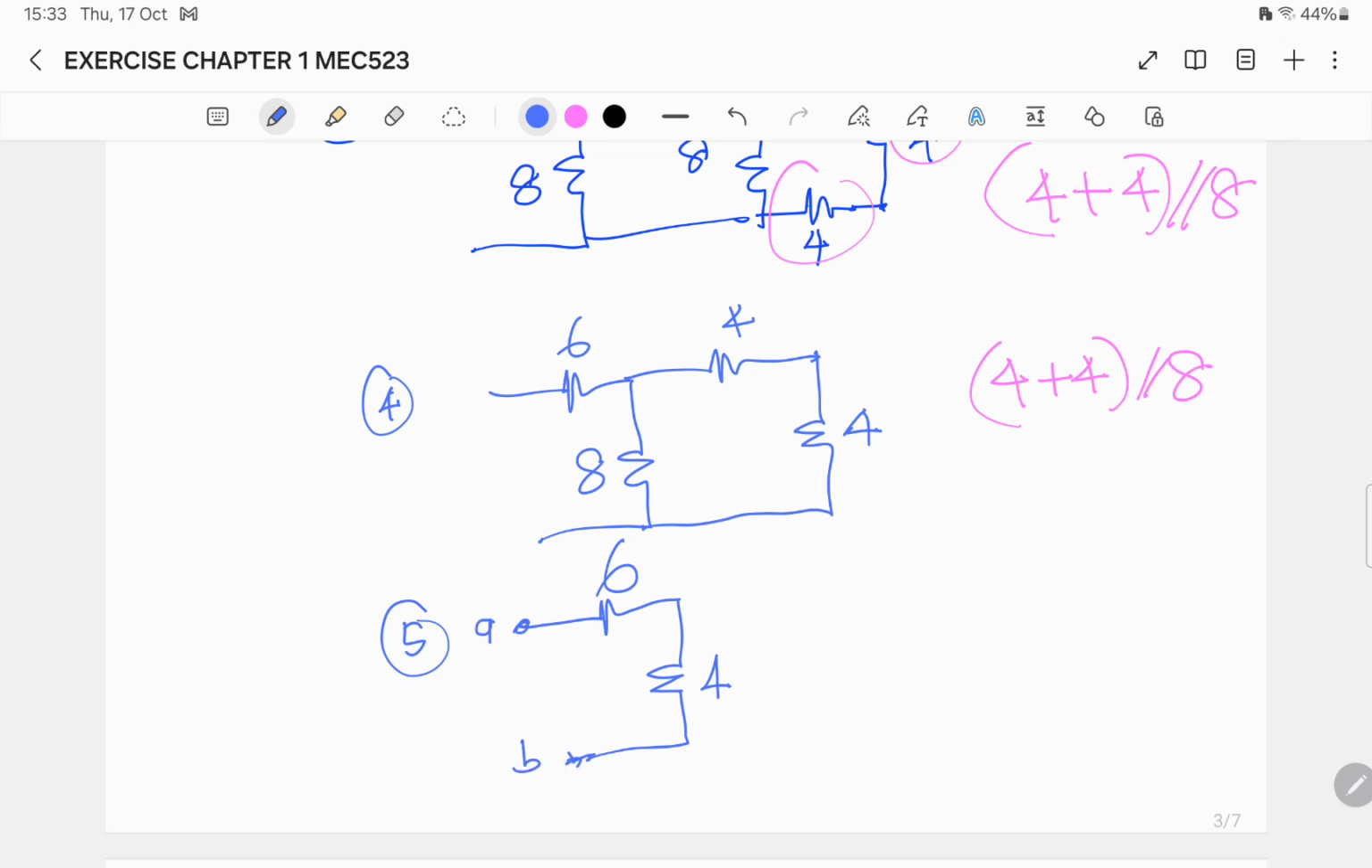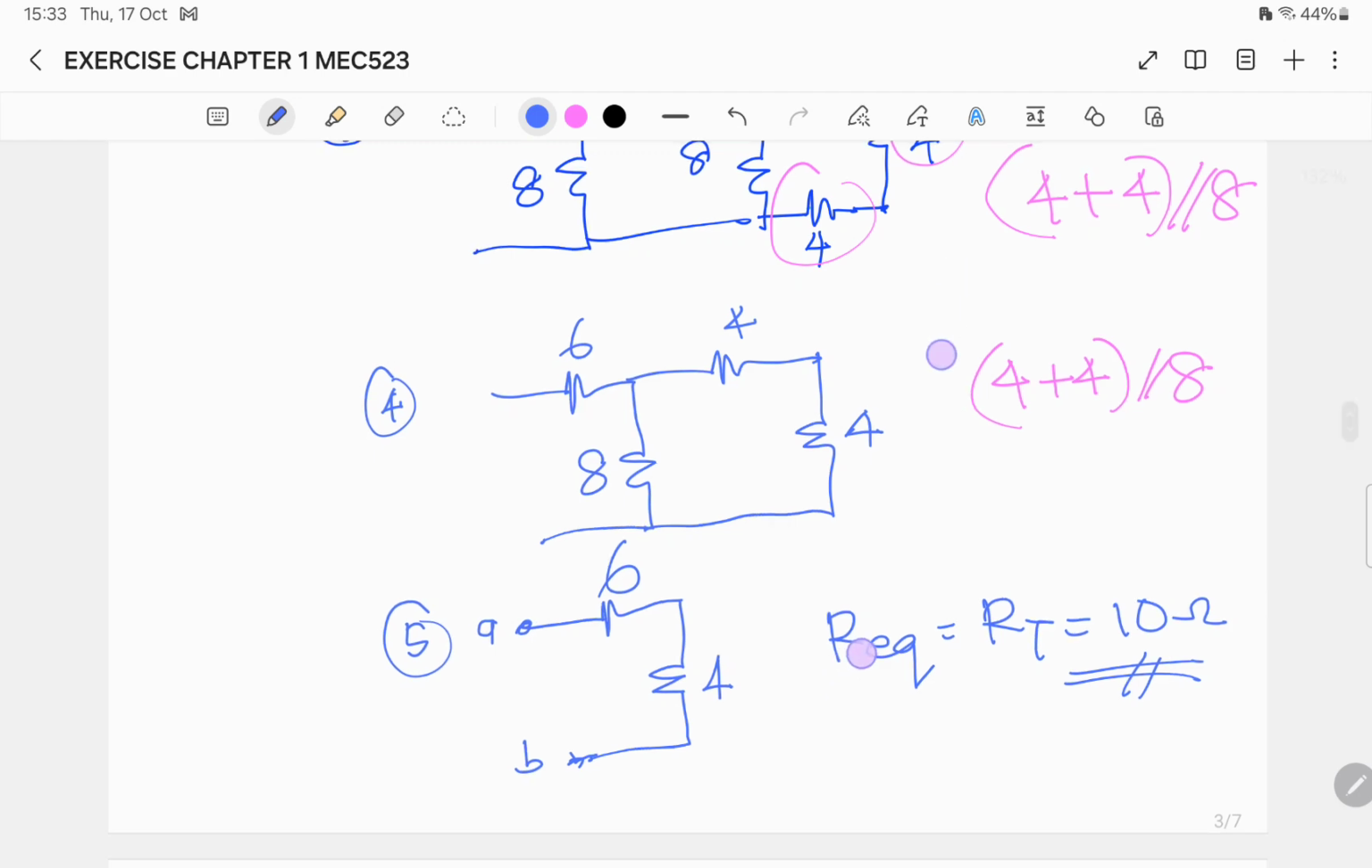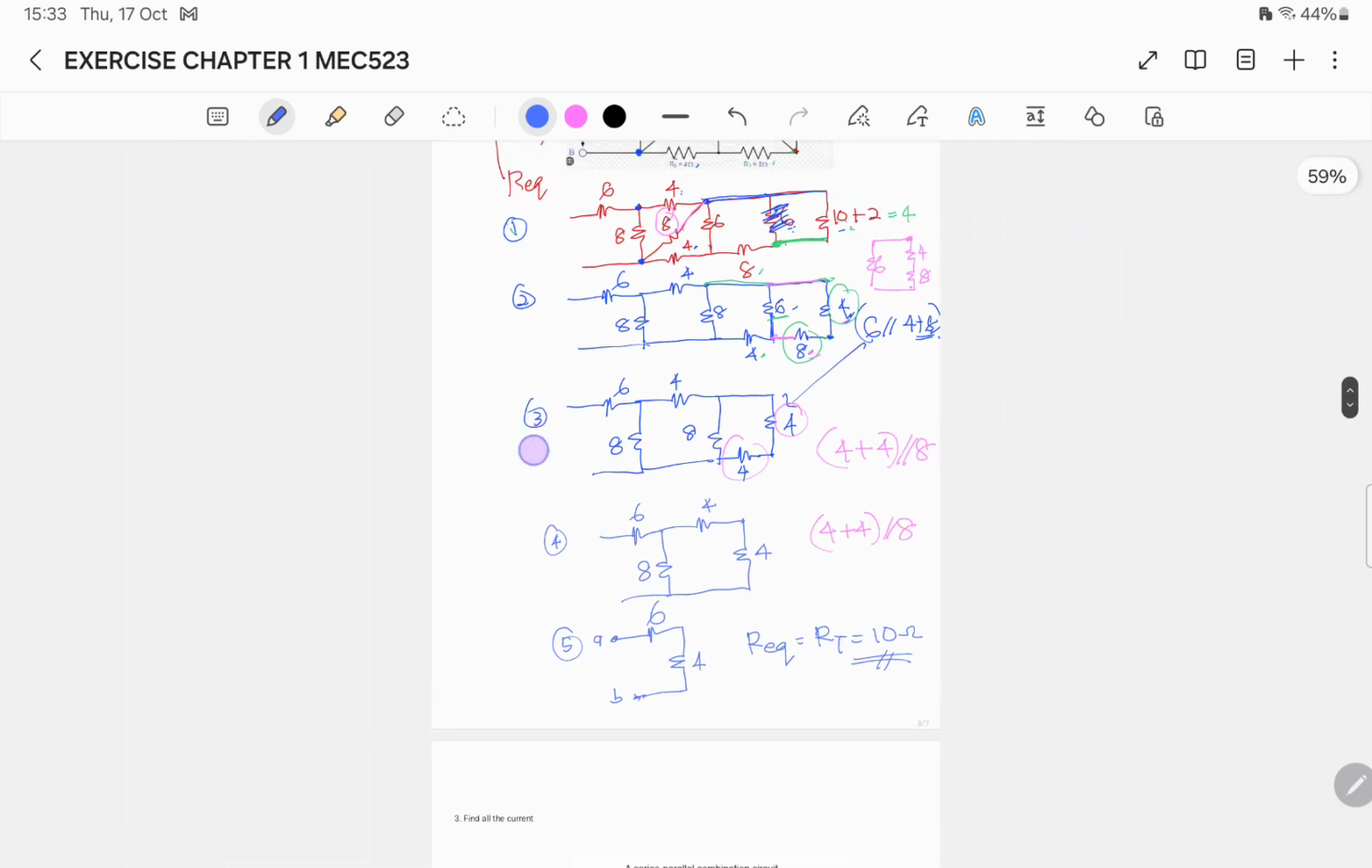A and B ke tadi? Jadi R equivalent ataupun R total equals to 10 ohm. Okay. Jom kita tengok balik dari atas.